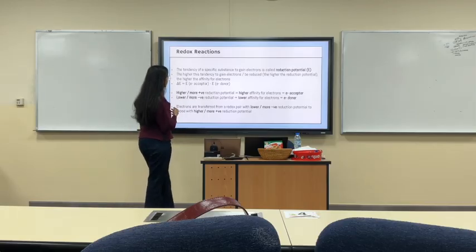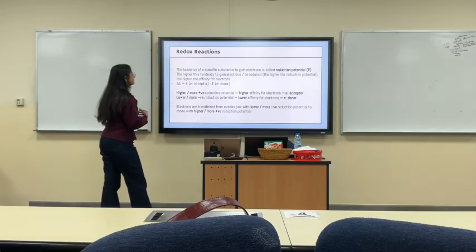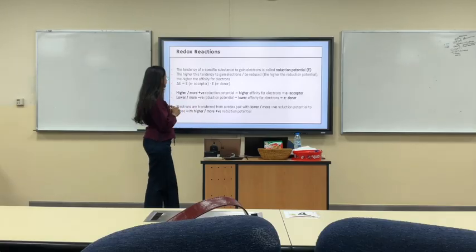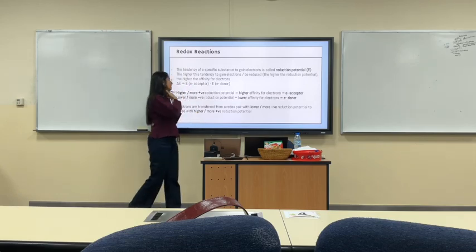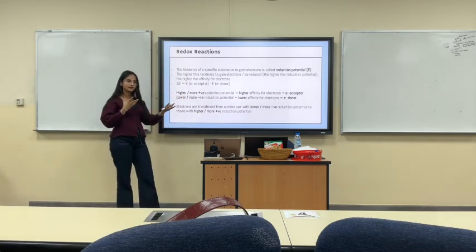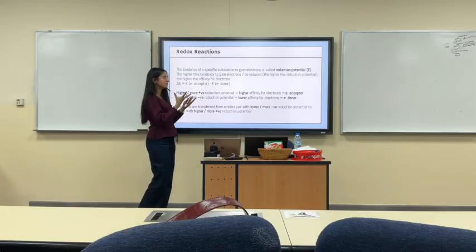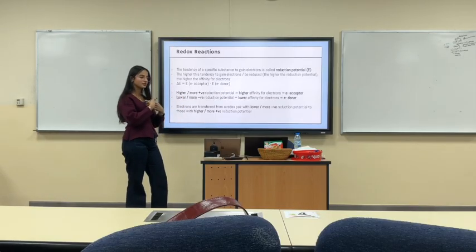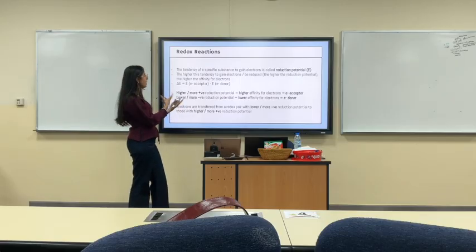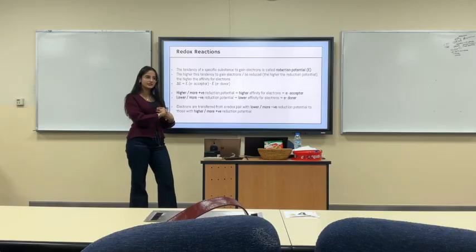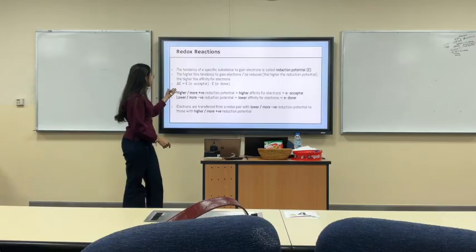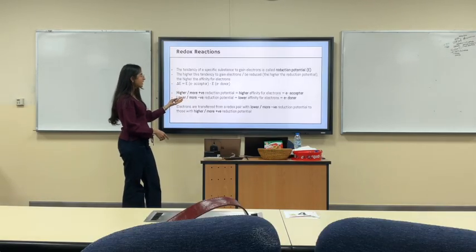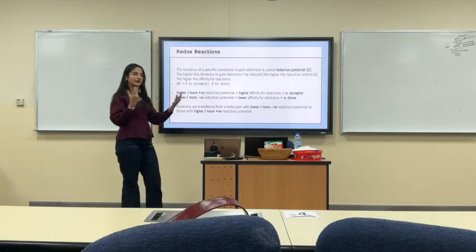The tendency of a specific substrate to gain electrons is called reduction potential, which means that when a molecule has a greater reduction potential, it has the greater potential to be reduced or gain electrons. So when you compare two molecules, the one with the higher reduction potential has the higher affinity for electrons and gains the electrons. Okay? So higher, more positive reduction potential is equal to higher affinity to electrons and it becomes an electron acceptor.